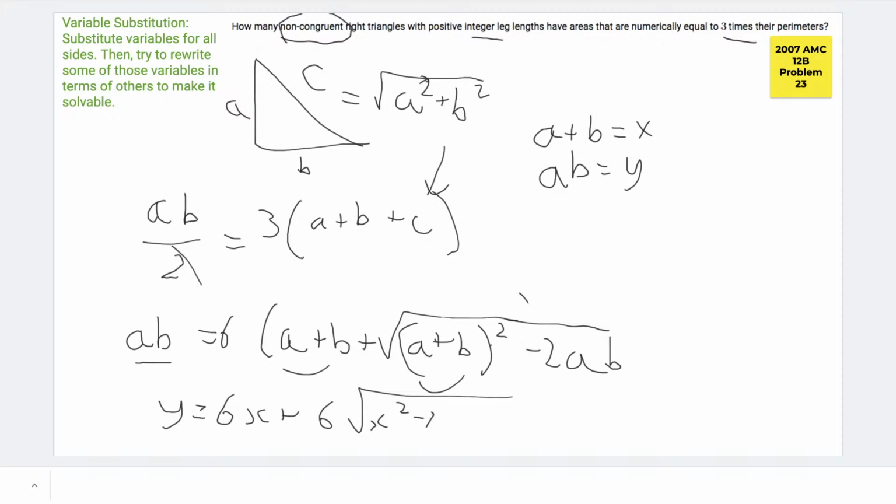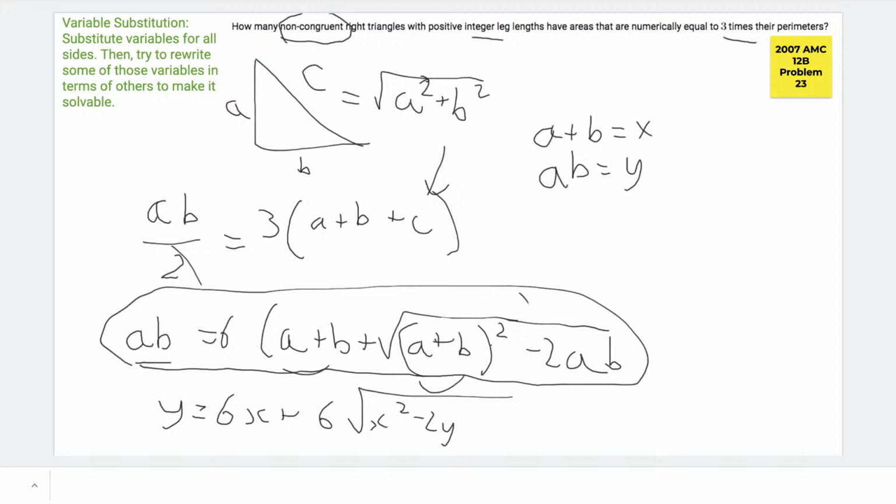Still, now the problem looks a lot easier than this one. This expression was way too confusing. Now, when we have a radical sign, you isolate the radical sign. So if you square both sides, the radical sign just cancels out. So we're going to square both sides after subtracting both sides by 6x.